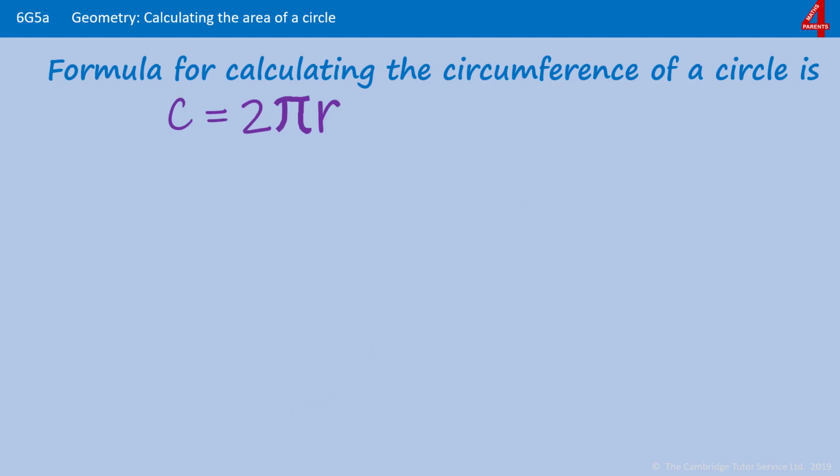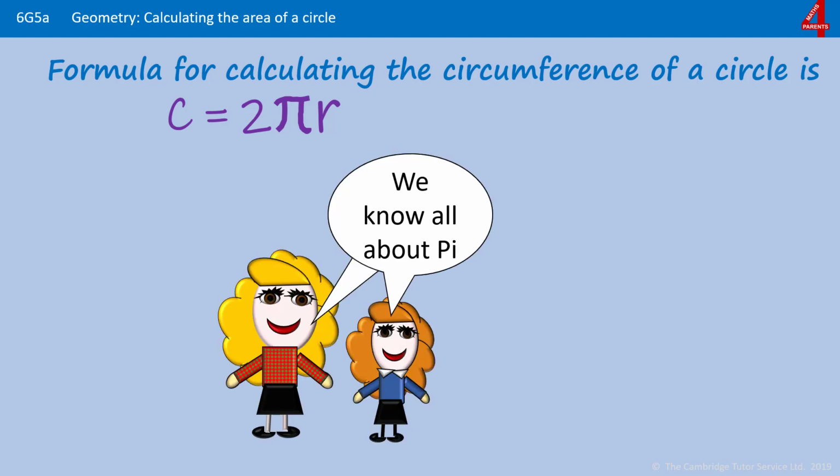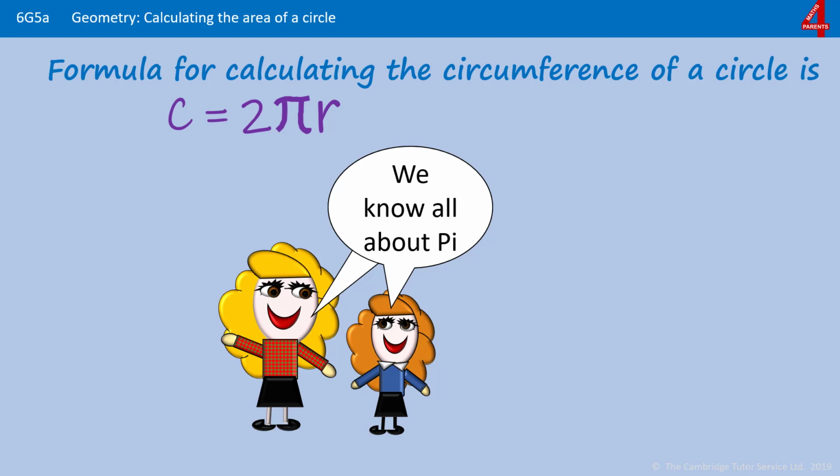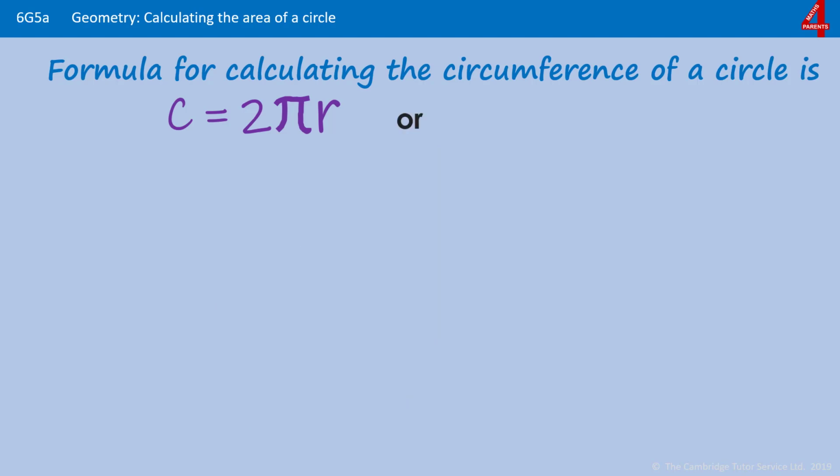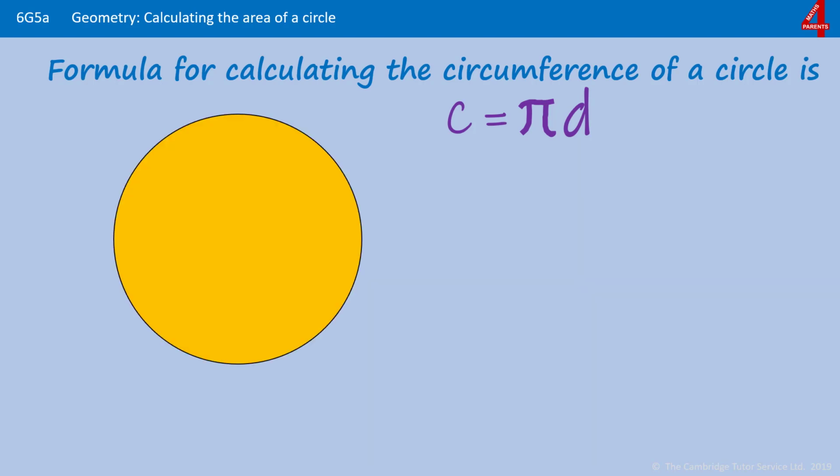The formula we use for calculating the circumference of a circle is a bit different to the formula we use to calculate the area. C for circumference equals 2 pi r, which is 2 times pi times r, which is the radius. And we know all about pi because we've seen the video on how to find the area. Another formula you can use is the circumference equals pi times d, and d is the diameter of the circle. I'm going to show you how you can use either of these formulas.